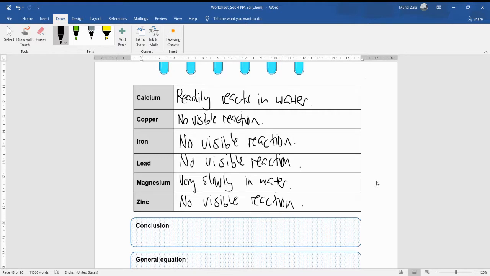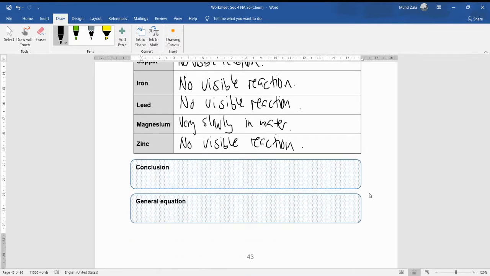So copy this down. You'll find out that calcium is the most reactive among all these metals. So in conclusion, if we want to include potassium and sodium, the most reactive here will be potassium, followed by sodium, followed by calcium. And after calcium should be what? Magnesium. Then the rest we still don't know yet.